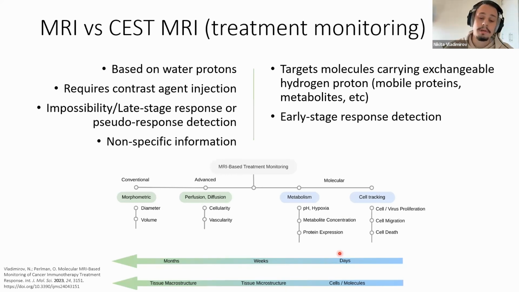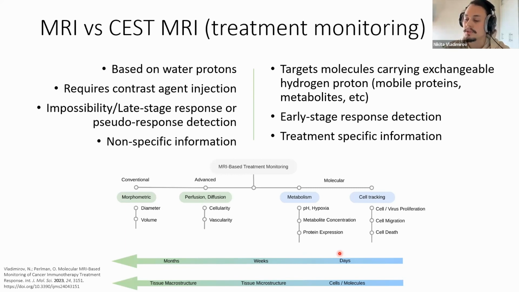We can see metabolite concentration and protein expression. We can track cells, we can track their death and migration. So we can obtain treatment specific information. If we know what treatment we used, we can actually see how it works. So it's more favorable, and all changes can be observed even some days after treatment stop, and the level of information is cells and molecules.